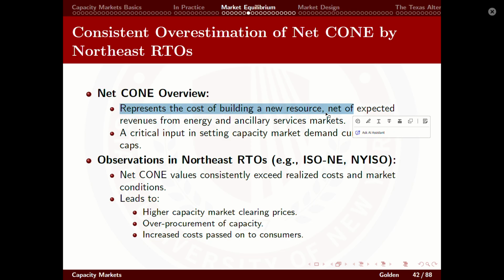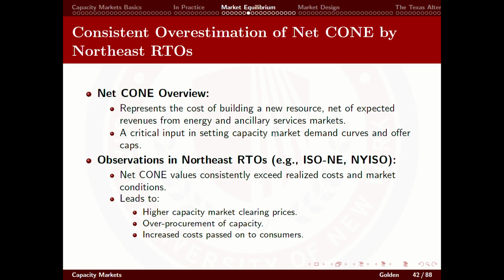Net cone represents the cost of building a new resource, net of the expected revenues from the energy and ancillary markets. So we talked earlier about cone, which is the cost of new entry, which is how much it costs to build a new resource. Net cone is once you subtracted the revenues they expect to get in the actual market, how much is that cost, and that is the real missing money problem. It's a critical input in setting capacity market demand curves and offer caps.